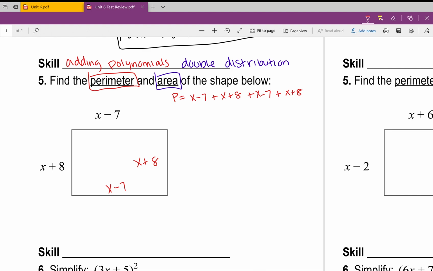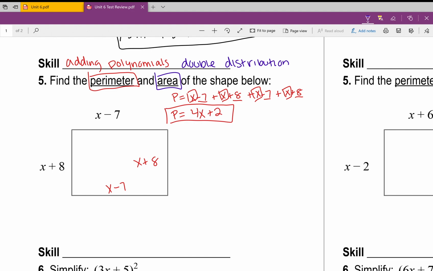Okay, now we're combining like terms. So p is equal to, I have 1, 2, 3, 4 x's, 4x. And then I'm adding all the numbers. Negative 7 plus 8 is 1. 1 plus negative 7 is negative 6. Negative 6 plus 8 is 2. So plus 2. So that's my answer for perimeter. Perimeter is equal to 4x plus 2. Okay, let's look at area.